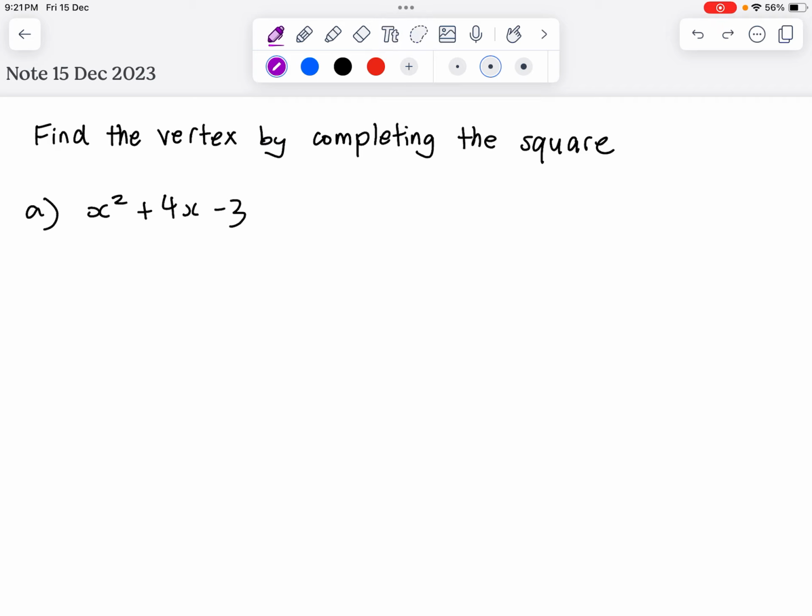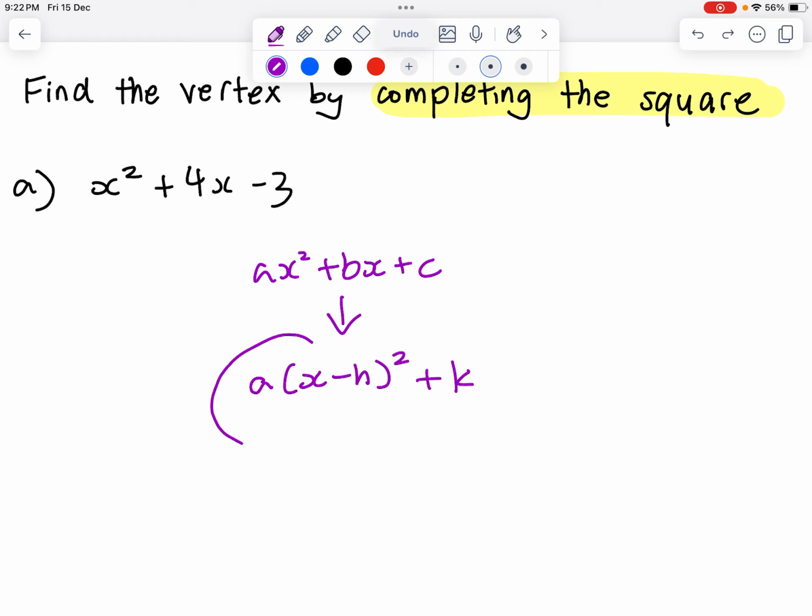After this video, instead of hating completing the square, I hope you like doing it. First of all, we need to understand what completing the square is. Completing the square in quadratics is when you take the standard form of an equation and convert it into vertex form. That's why a lot of questions say, find the vertex by completing the square, because completing the square converts standard form into vertex form, and what vertex form shows is the vertex.